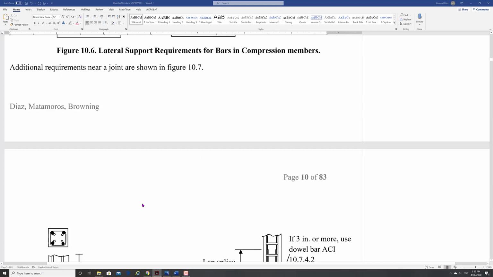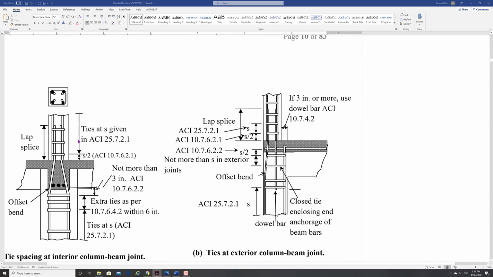Other requirements are shown here. For example, you find your spacing for your stirrups here, where your tie is normally here. Then this one right here, the first one from the top of your floor, is at half of the spacing that you got here. The one here below the bar has to be at 3 inches. Okay, that's a special requirement.